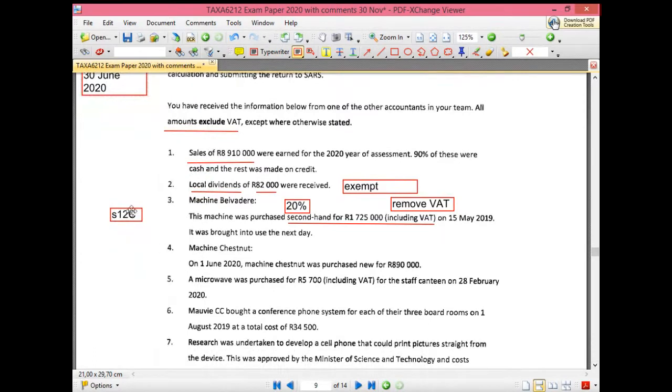Now, if we look at the chestnut machine on the other hand, it is a new machine. Okay, so here we are going to apply the 40% as opposed to the 20% for a used one. Okay, and I said it doesn't matter how long you've got it, so even though we've only used it for a month, we apply the 40% in full.